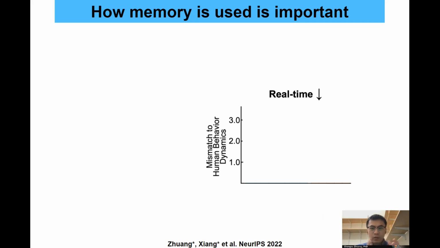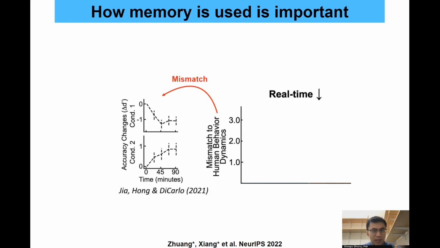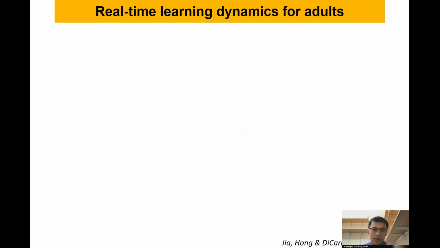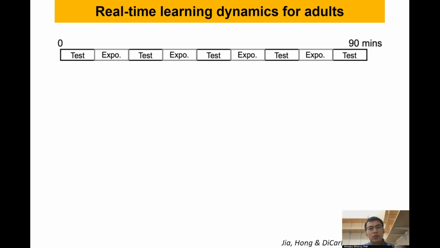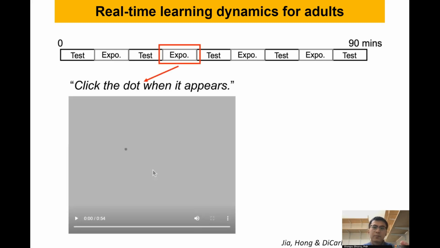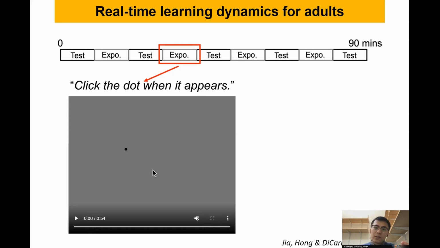To answer that, we will look at the modeling dynamics in both real-time and lifelong timescales. In real time, we will look at the mismatch to human learning dynamics measured in another experiment. Let me briefly talk about how this is done. In this experiment, human subjects will iteratively go through test and exposure phases. In the exposure phase, they will be asked to just click the dot when it appears.